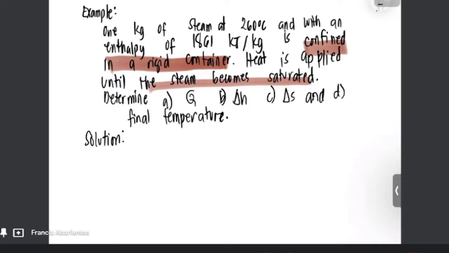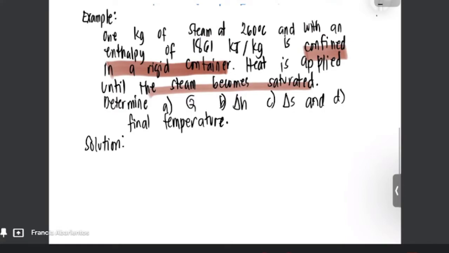Nasa tabi niyo ba kasi yung steam table niya? Raise your hands if you have your steam tables. Sige nga. Okay. 11, 13. Sige. Still counting. Ayan. Okay. Thank you, class. So, let's start the opening of our team table today.